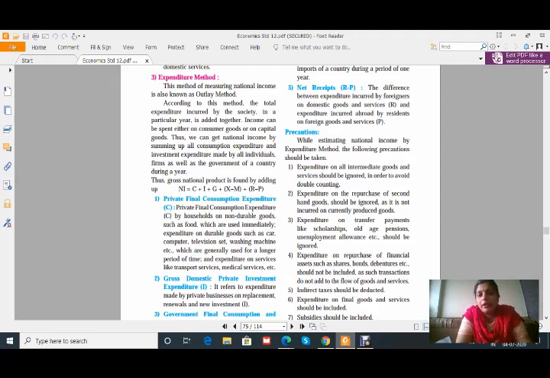Okay, so now the very first point, that is private final consumption expenditure. It is given NI is equal to C plus I plus G plus X minus M plus R minus P. Here C is the consumption expenditure. What it stands for, let us see.